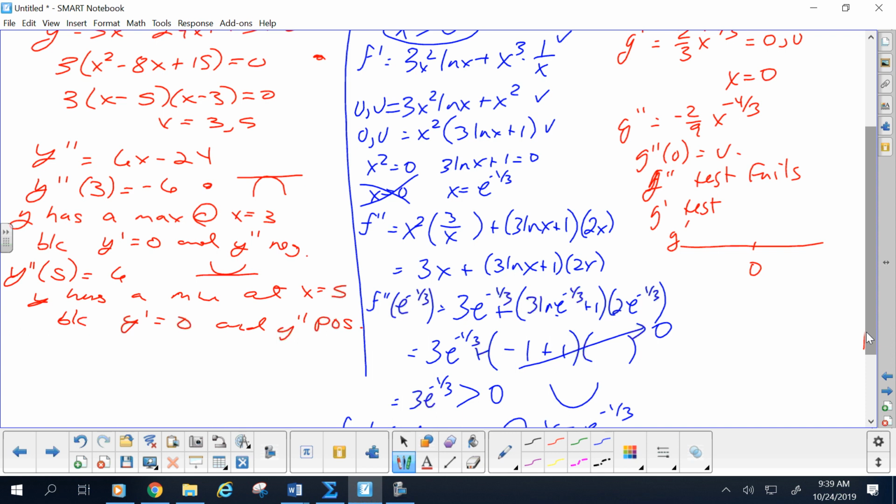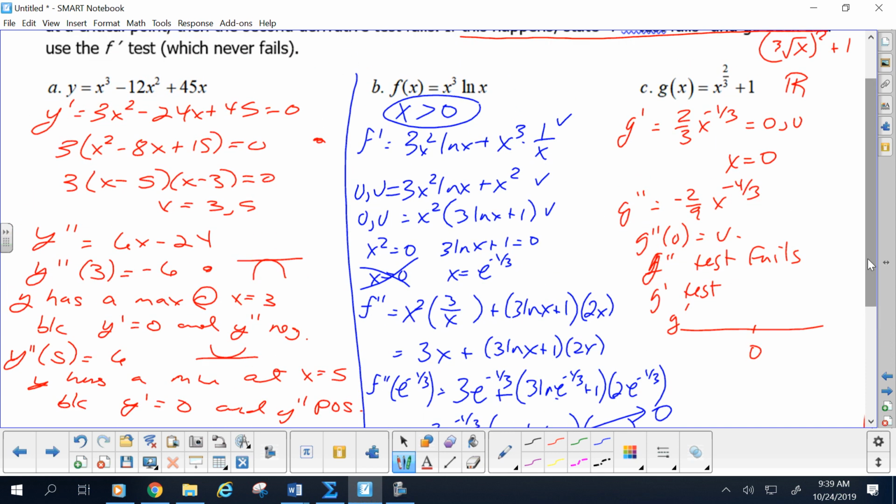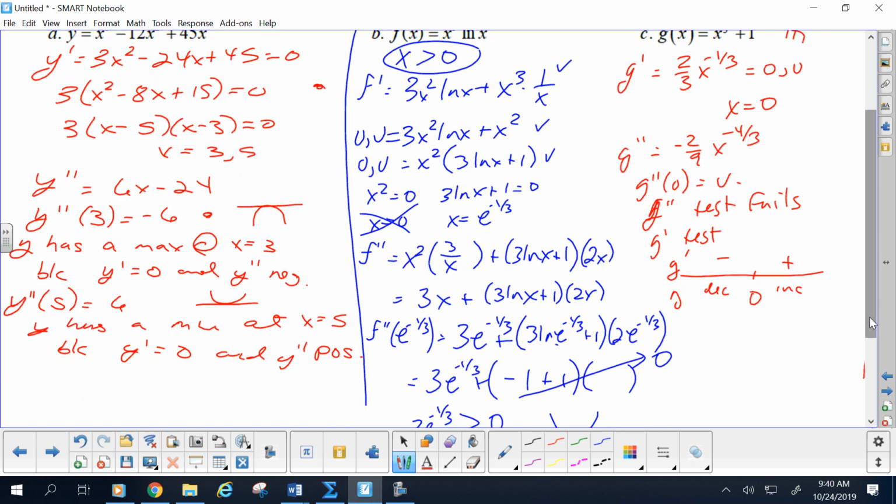G prime. And before, at a negative, what is G prime sign? Negative, and after? So the function g went decreasing to increasing. What did I see there at 0? The min. G has a min at x equals 0 because it goes negative to positive. All right.